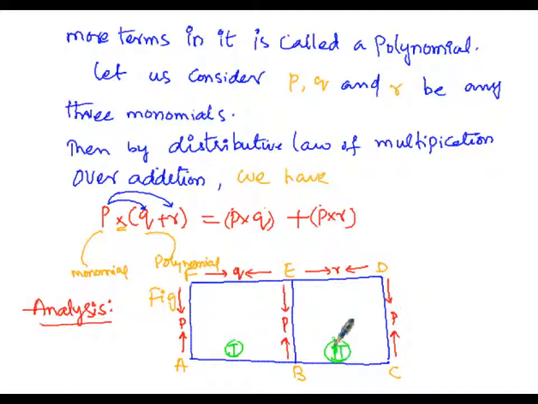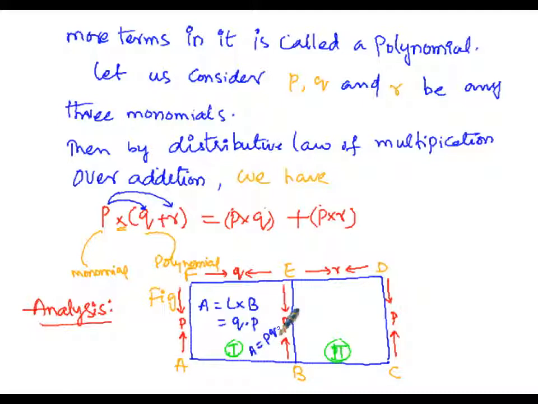So the area of the big rectangle ACDF will be equal to the area of the two parts: the area of rectangle number 1 plus the area of rectangle number 2 gives the area of the complete rectangle ACDF. When we perform the calculation, in the first rectangle ABEF the length is Q and the breadth is P. The area is length into breadth, so it is Q into P, or P into Q, that is PQ. In this manner I got the area as PQ for the first case.